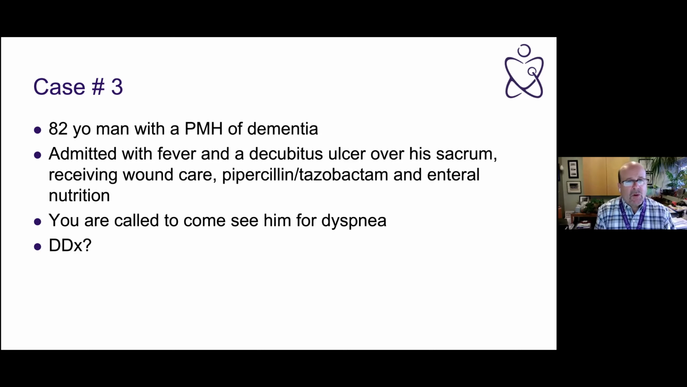Okay, 82-year-old man with a history of dementia. He's admitted with fever. He's got a fairly large decubitus ulcer over his sacrum. He's getting wound care. He's on Pip-Tazo. He's getting tube feedings, and he's got dyspnea. You're called to come see him for dyspnea, and you're trying to think, what's the differential in this guy?